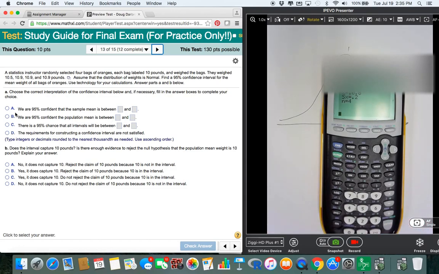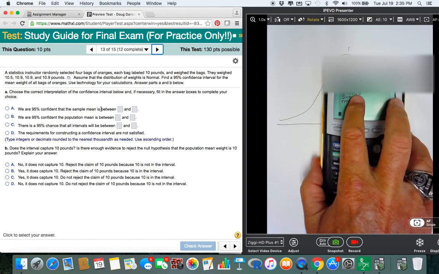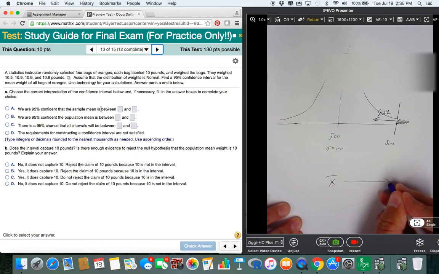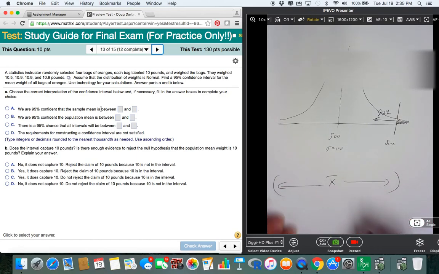So I will say, first of all, we get the right interpretation. The first one's just goofy. 95% confident that the sample mean is between. I know the sample mean is between there because I take the sample mean, build margin of error in both directions, and create a confidence interval from the sample mean. Guys, it has to be in there. It was used to create this thing. So A is just goofy. There's no way that could be the case.